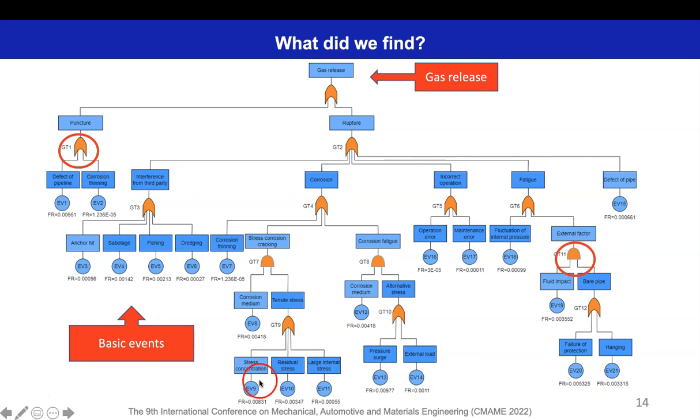So what we do basically, let's say we have this tree here. We have the probabilities of the basic events pointed out. I will just show you in my next slides.